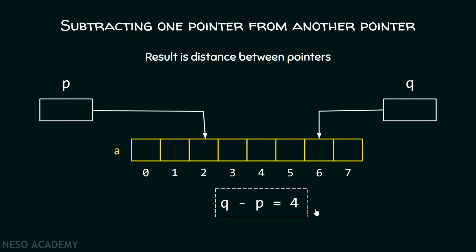Now we can also do p minus q. In this case the result will be negative 4, which I think is understandable.